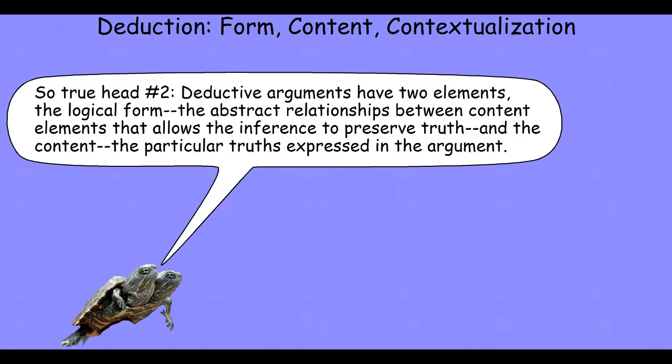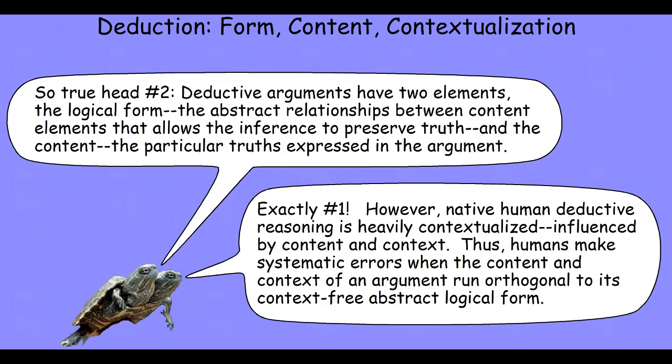Logical form is sort of like the underlying frame of your house. The content is sort of like the facade. Logical form is like the system of roads that get you from point A to B. The content is like the cars that you travel on the roads with. And this relationship between content and form means in order to really evaluate deductive arguments, in order to really formulate deductive arguments, you have to be sensitive to both the underlying structure and to the content of the argument. Does it have true premises? Does it have a logical structure such that if the premises are true, the conclusion has to be true as well?